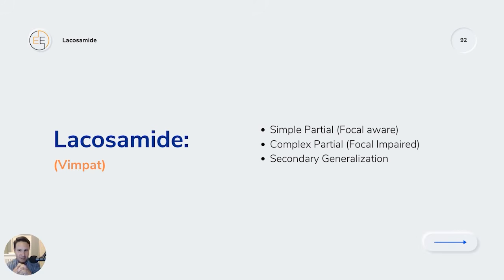All right, so we're finally here at lacosamide. And you know what that means. This is the very last one. We're almost there, y'all. So let's get through this. Let's finish strong. Lacosamide, you may have heard of this one. Vimpat is the brand name. It's treating focal aware, impaired, and secondary generalization are the treated seizure types.